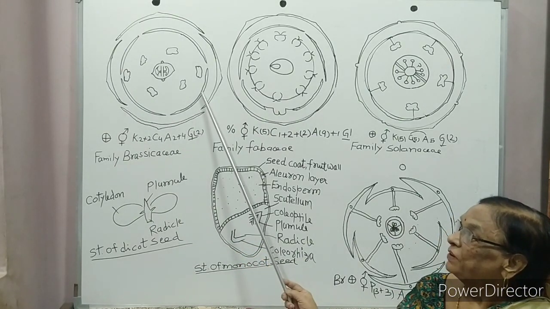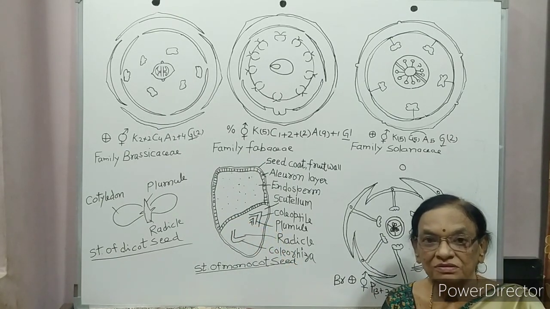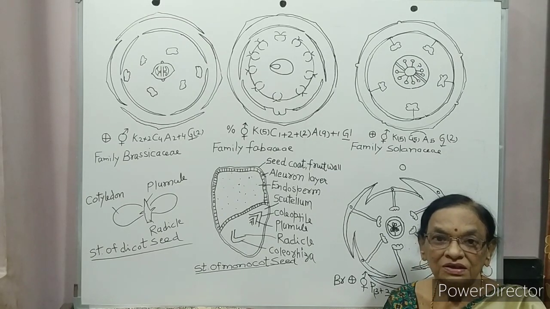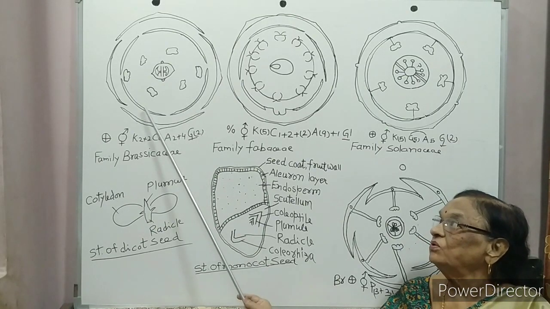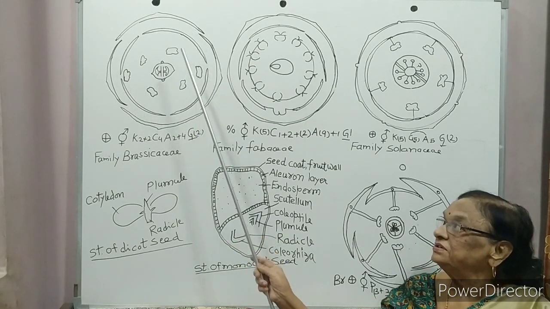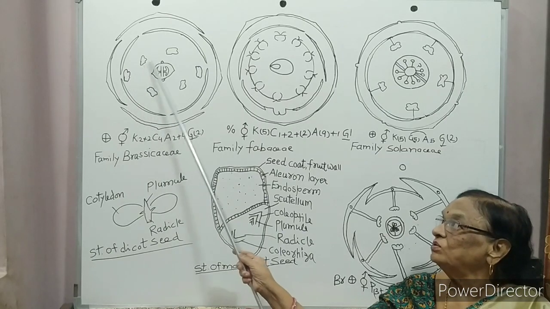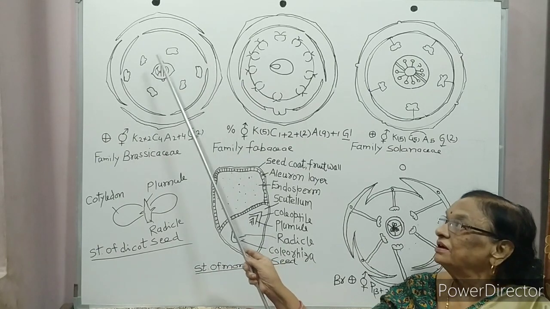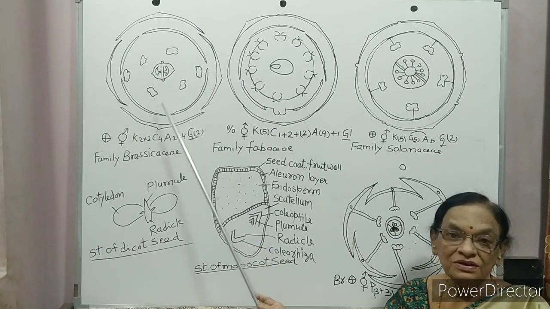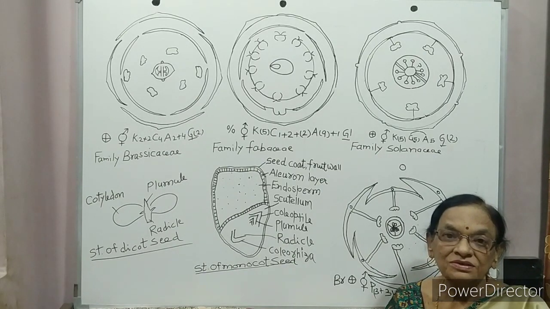Then can you see the petals? Four petals. These petals are valvate, neither twisting nor overlapping, separate from each other. So four petals. Then stamens are six. Two stamens external and four stamens internal. So a total of 6 stamens are present in this family.